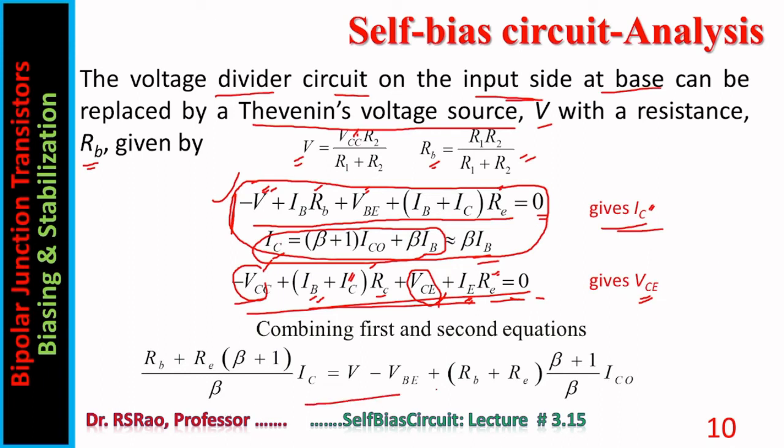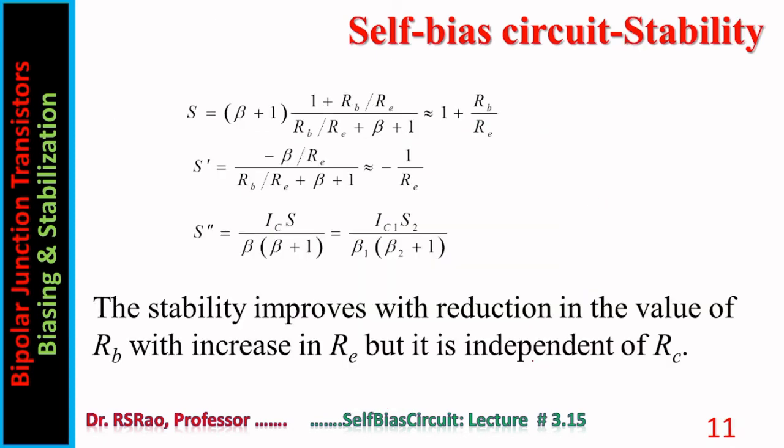one can have a relation given here: (RB plus RE (beta plus 1) over beta) IC equals B minus VBE plus (RB plus RE (beta plus 1) over beta) multiplied by IC naught. This equation we are going to refer to while discussing stability factors pertaining to the self-bias circuit. Now we consider the stability of this circuit.